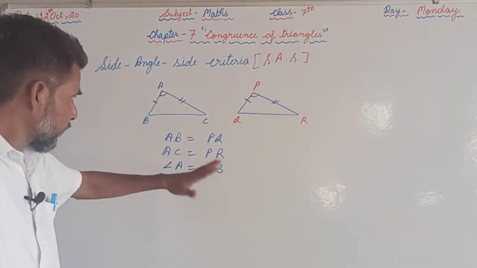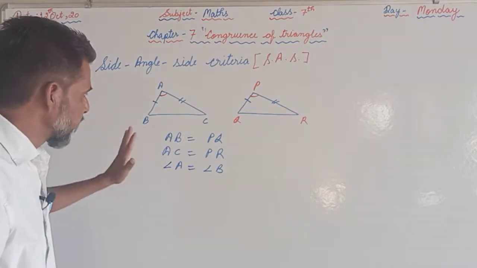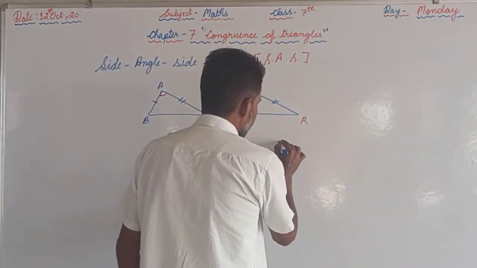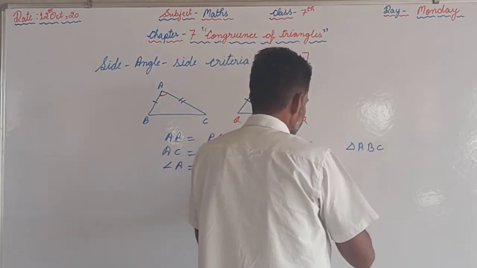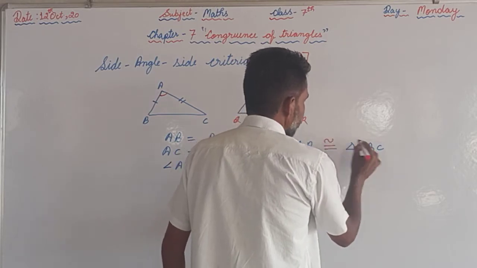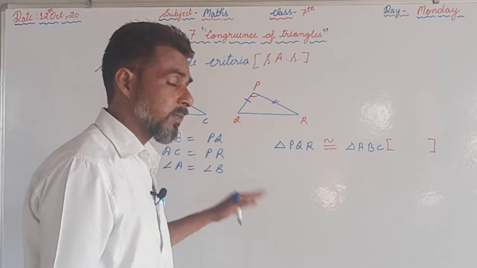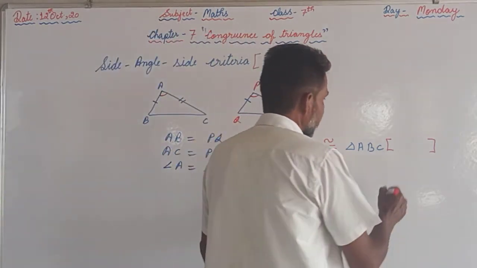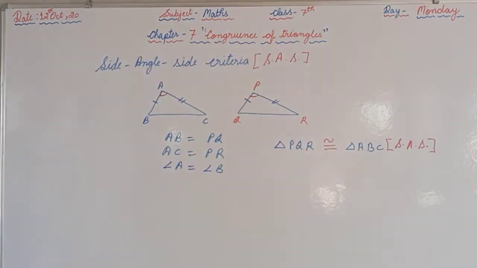If two corresponding sides are equal and the containing angle is also equal, then we can say the triangles are congruent. Triangle PQR is congruent to triangle ABC, and we put the sign of congruence, and then in front of that we are supposed to write the criteria by which these triangles are congruent, and the criteria is side, angle, side. We are supposed to write the short form only. So this was the second criteria. After that, the third one.